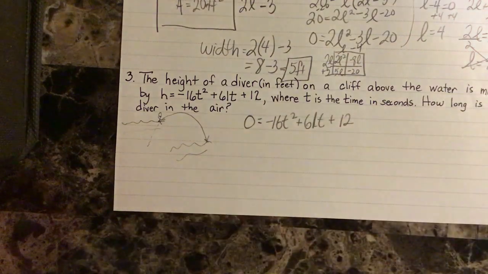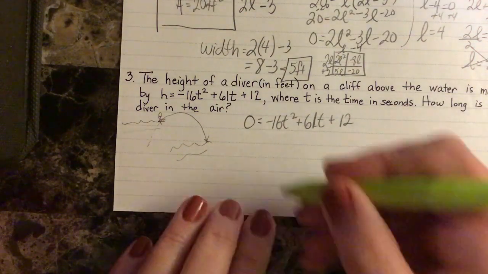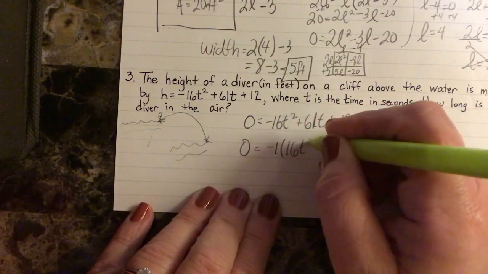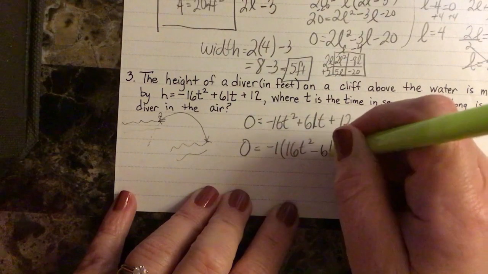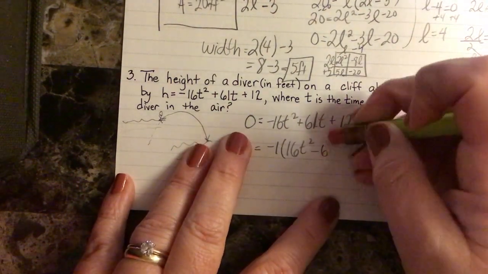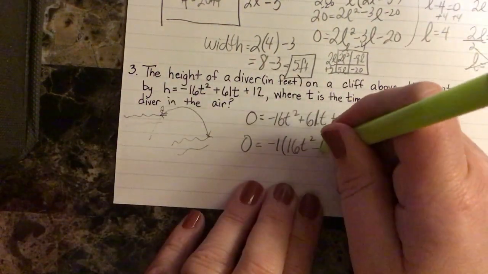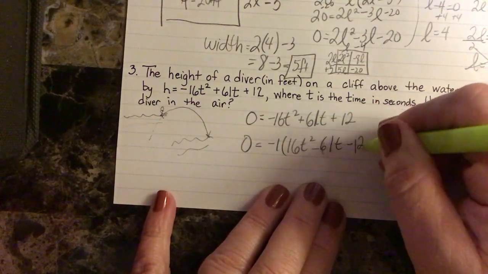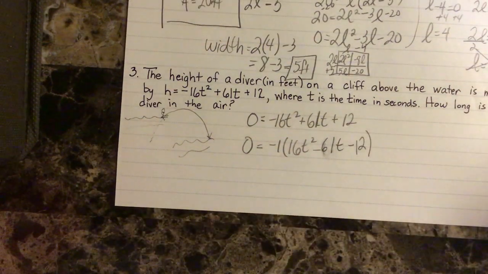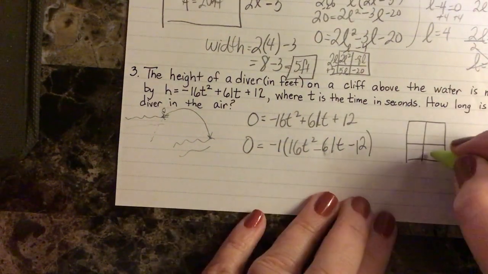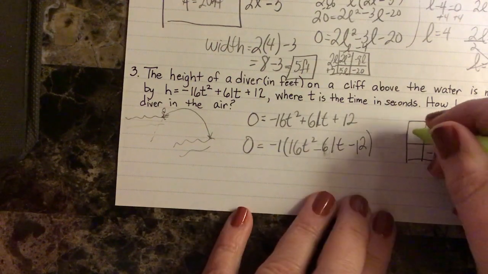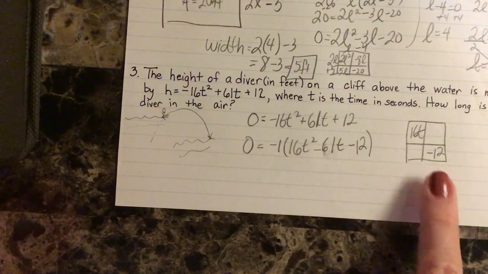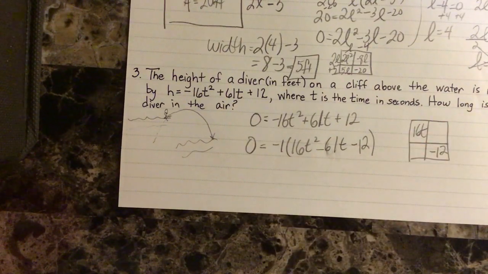And I'm going to factor. The first thing I always tell my students to do is to factor out a negative 1. I think it's just easier to factor when you know your A value is positive. I want to get negative 12 and 16, and I want to add and get negative 61.